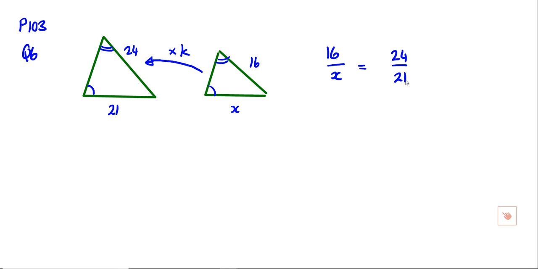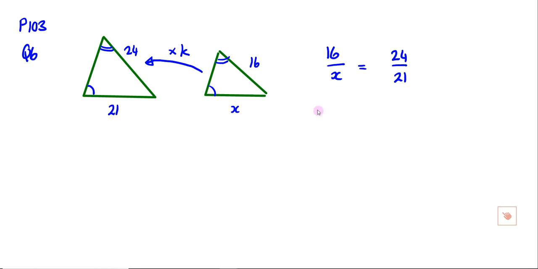Why is that? Thomas? Both triangles, 24 and 16 are in the same place. Yeah. 21 and x are in the same place. Exactly. So this ratio of size is one way of expressing it. How come it's division? Because it's a proportion, it's a ratio. Ratios are a division, like a fraction is a division.